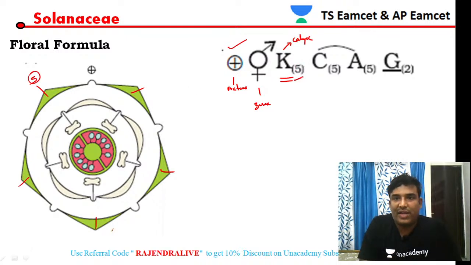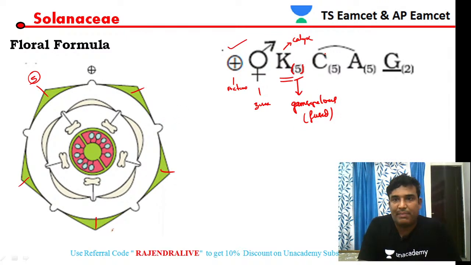So certainly it is 5, and it is kept in brackets. When it is kept in brackets, it indicates that it is gamosepalous, meaning sepals are fused. When sepals are fused, it will be represented in brackets. That is about the calyx.